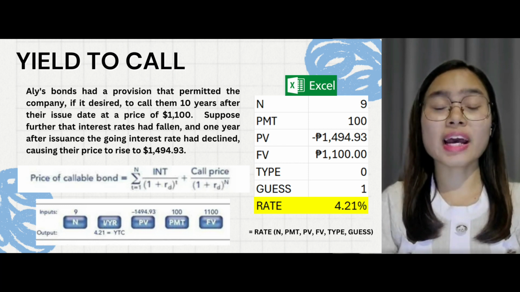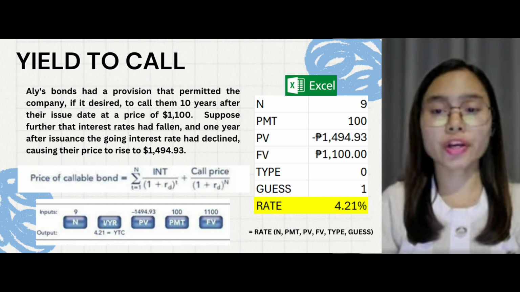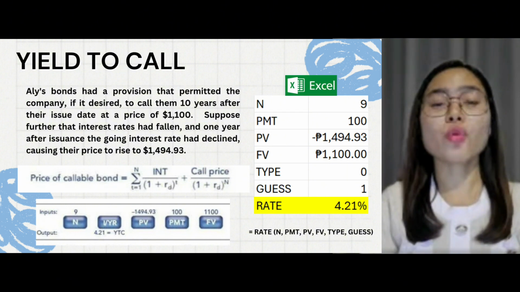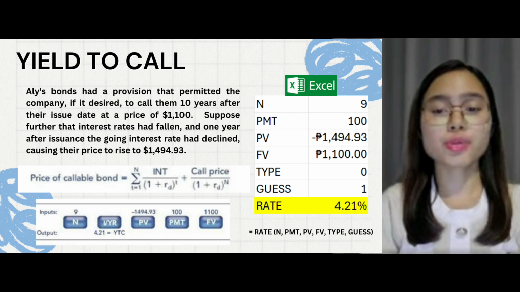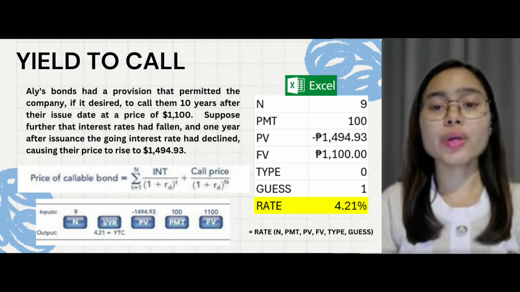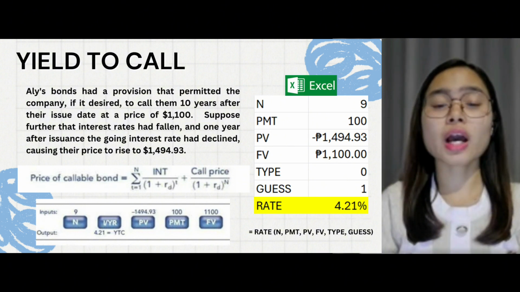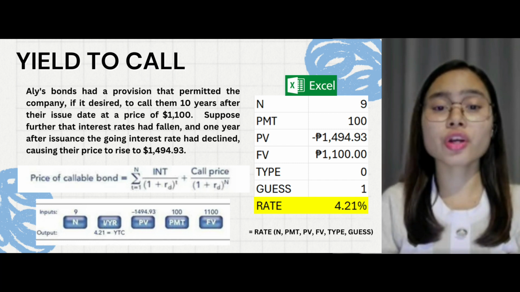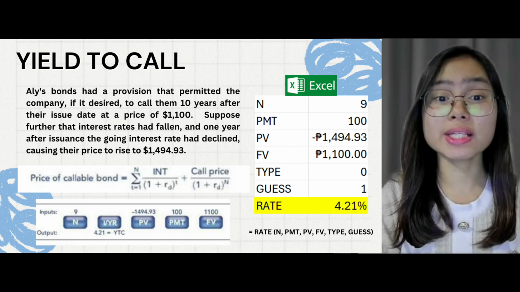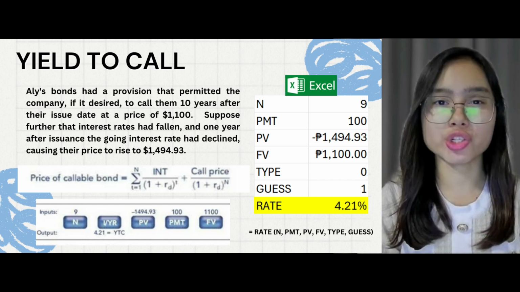So we have here an example. It says here that Allied's bonds had a provision that permitted the company, if it desired, to call them 10 years after their issue date at a price of $1,100. Suppose further that interest rates had fallen, and 1 year after issuance, the going interest rate had declined, causing their price to rise to $1,494.93. To calculate the YTC, or yield to call, we have this equation.